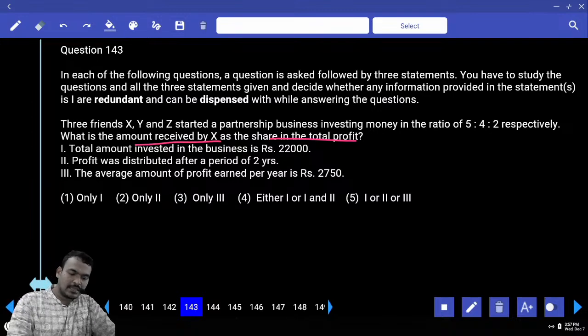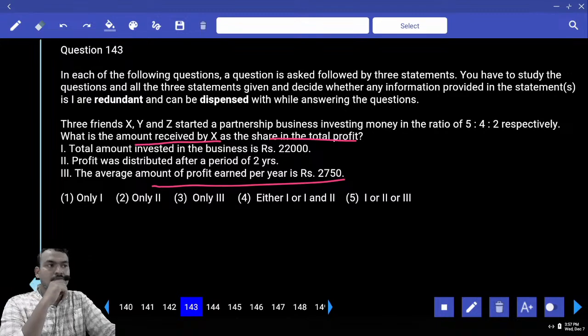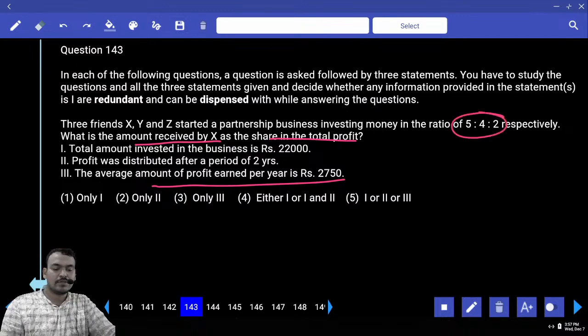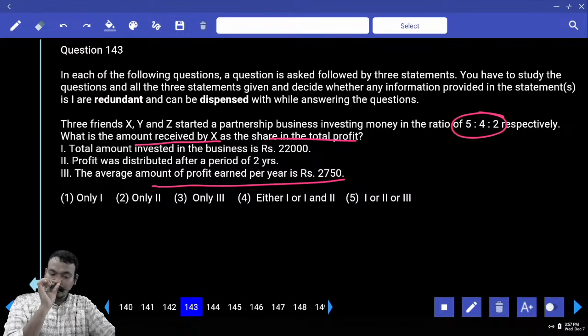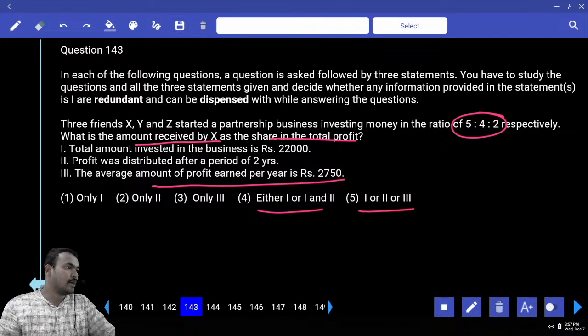I think with the third one we get the answer, right? Per year profit is 2750, and that is distributed in the ratio 5:4:2. We get the X value, right? With the third alone we get the answer, so which ones are redundant? 1 and 2 are redundant, right? 1 and 2, which option? The fourth option or the fifth option? The fourth option and also the fifth option, right?